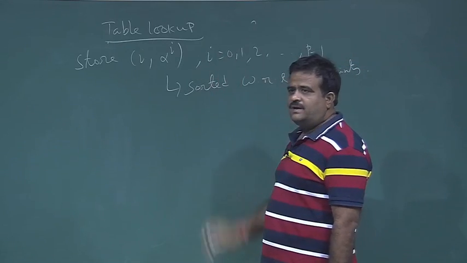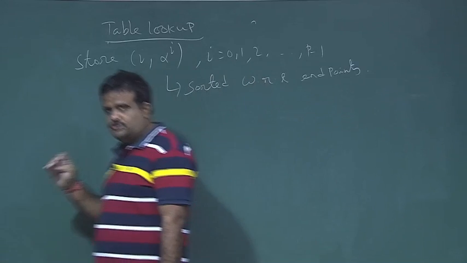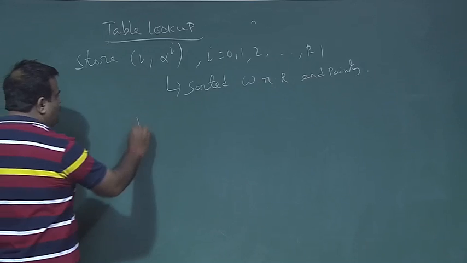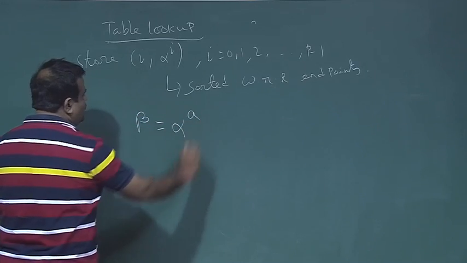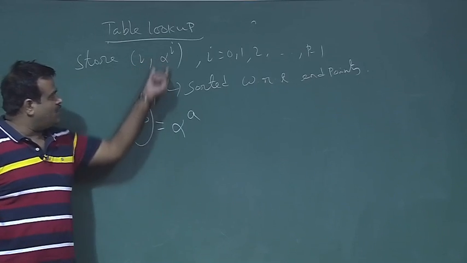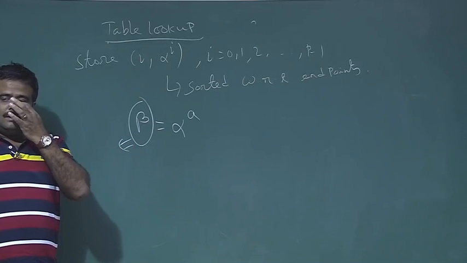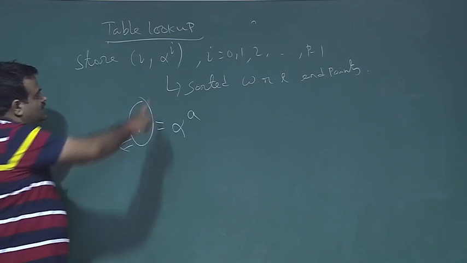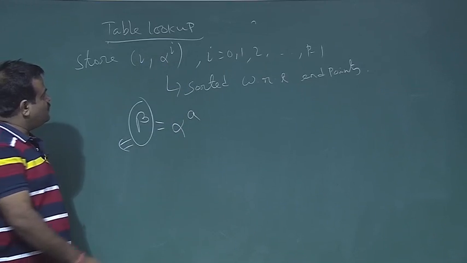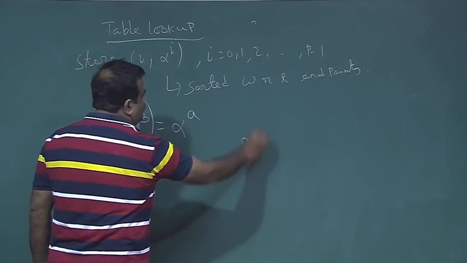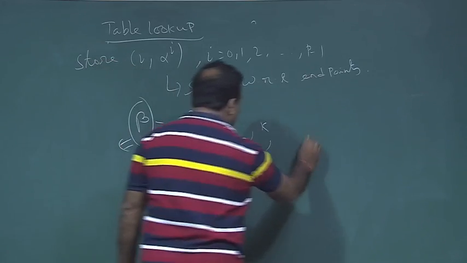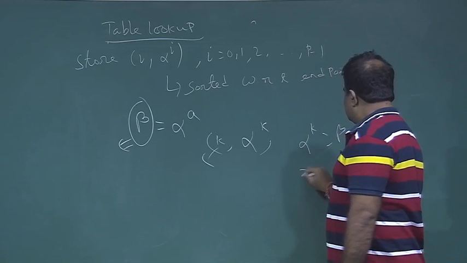Now, if it is sorted, we maintain a table where we store this. Then we are given a beta. Beta is basically alpha to the power a. So, what we do? We search this beta in the table. Since these are sorted, we can use binary search, which takes logarithmic time. Now, suppose it matches alpha to the power k. Then this k is basically our a. So, if alpha to the power k happens to be beta, this implies a is k.